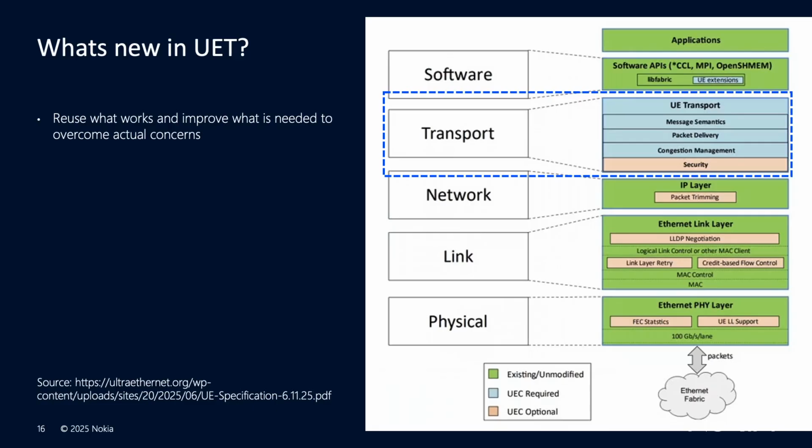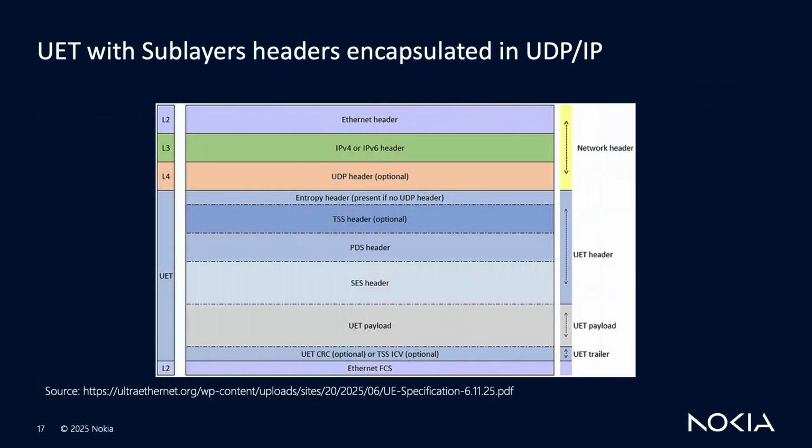Then you have the network link, physical, but you see a lot of green stuff, which just exists, and which is augmented by optional stuff from the UEC. But that's not really super critical to make it work. How it works, so all the sub-layers are basically inside there.